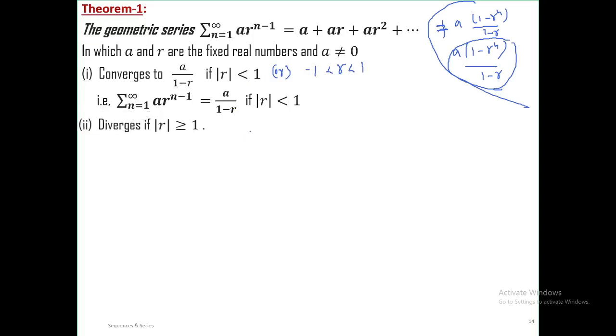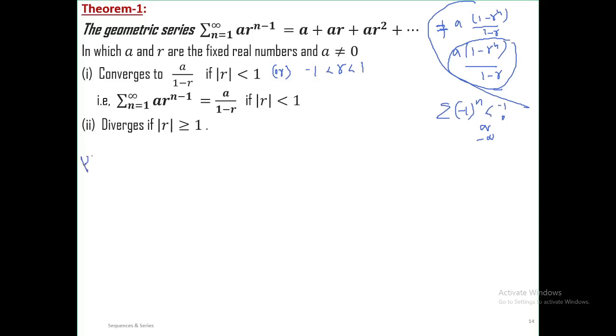Second condition, if modulus of r is more than or equal to 1, then the series diverges. Diverges means what? The sum is not finite. Either the sum is unable to be found or the sum is plus or minus infinity. Divergence means the sum is unable to be found, like the series of minus 1 whole to the power of n. The sum is not infinity and not minus infinity, right? But you are unable to find it. There are two sums, minus 1 and 0. That's why the series diverges. So diverges means either the sum is unable to be found, or the sum is plus infinity, or minus infinity.